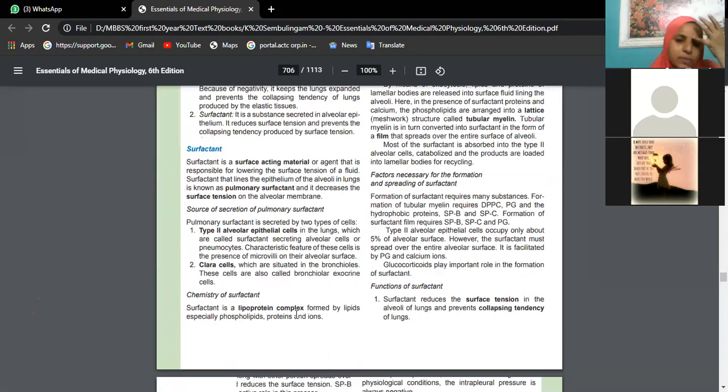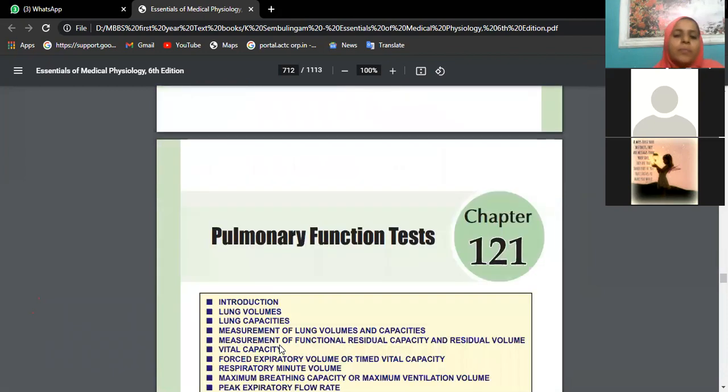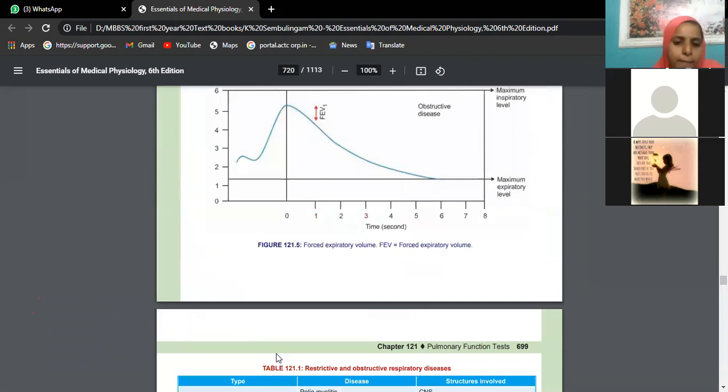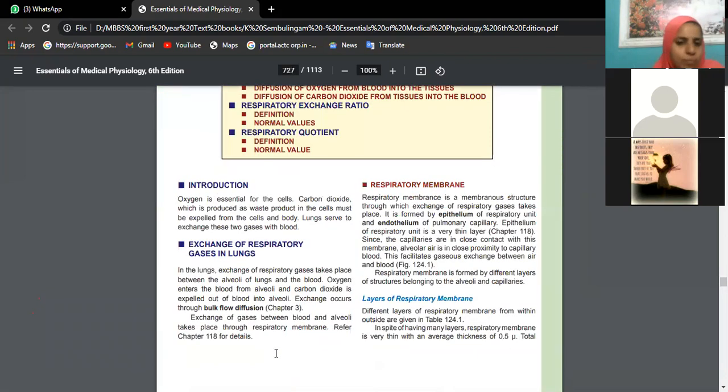So after that, I will just show you hypoxia. Hypoxia is the question, no? So what did you understand as hypoxia, Meghana? Inadequate supply of oxygen. Okay.